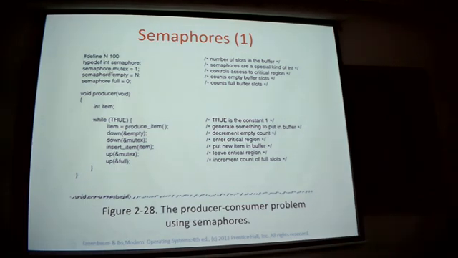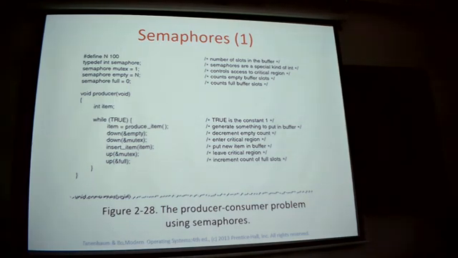So we can see that the type before the variable is semaphore, yes? The type of mutex is semaphore, and empty and full are also semaphores. So it means that these three variables have values that are not smaller than zero, equal to or larger than zero.